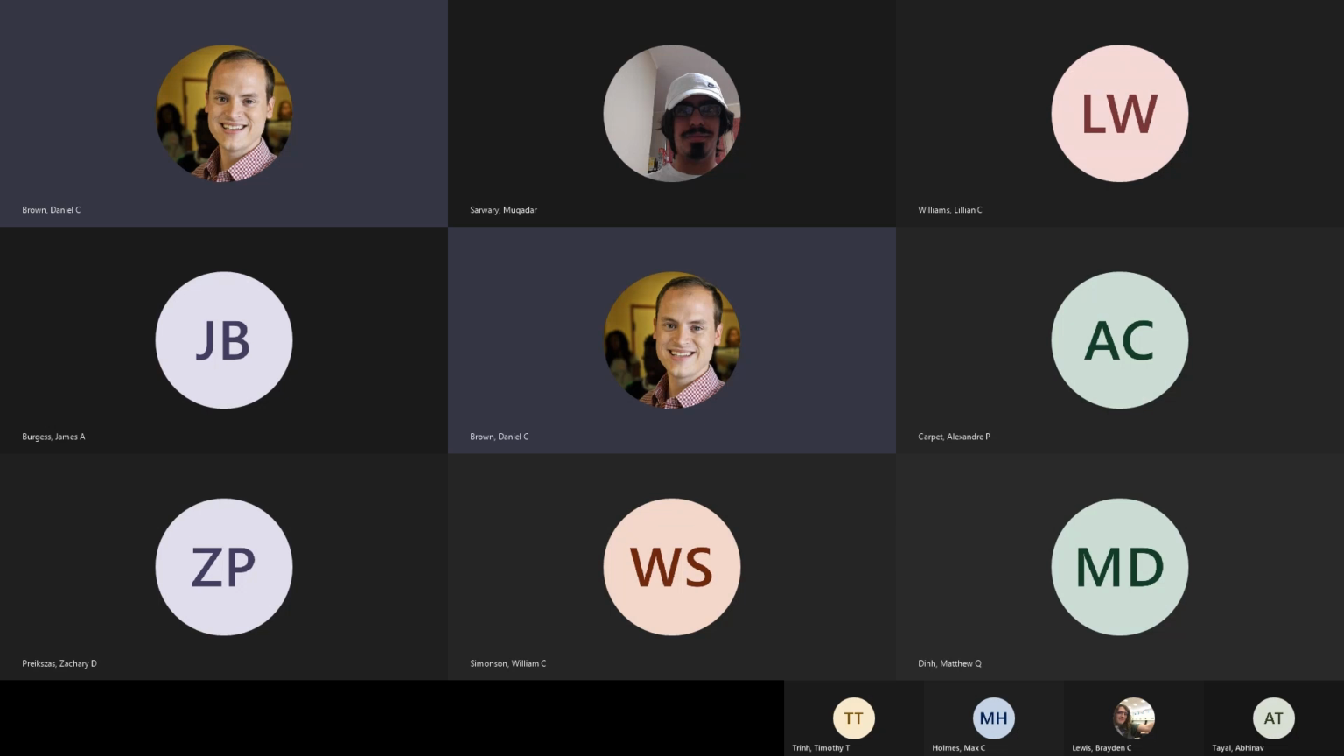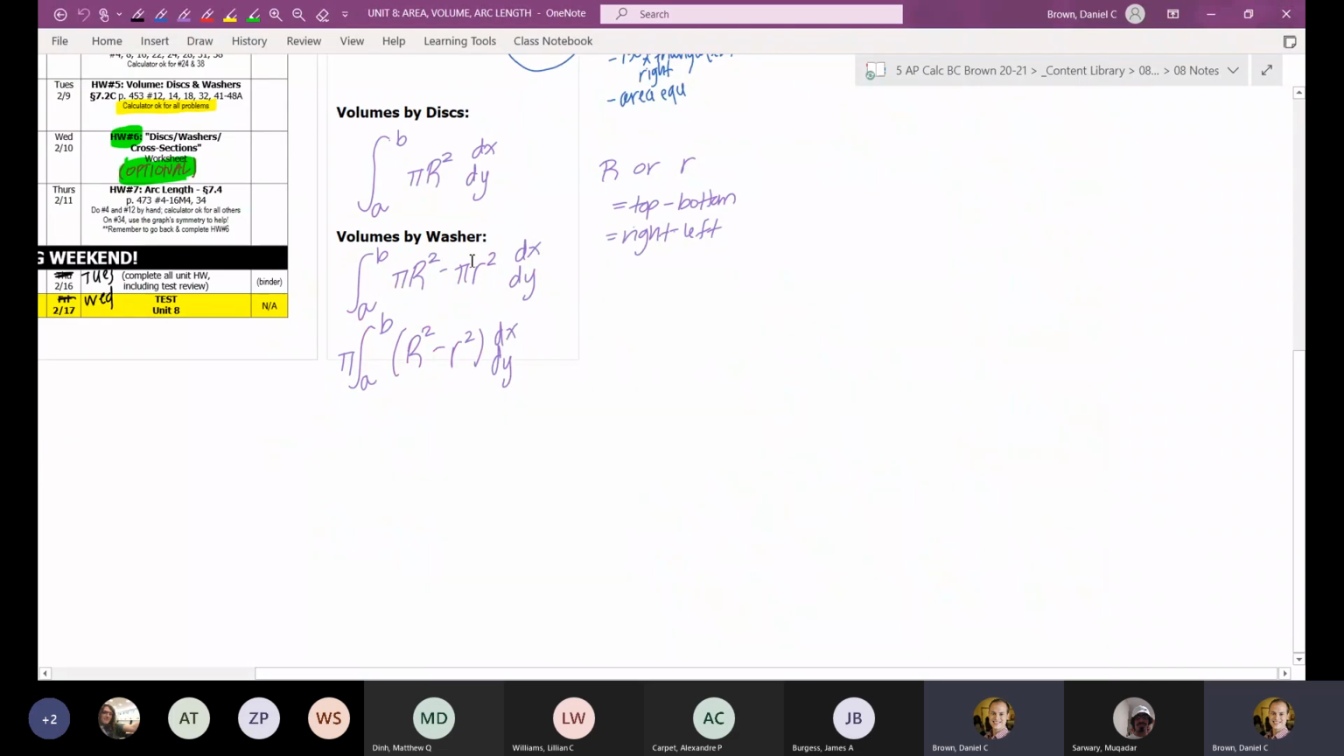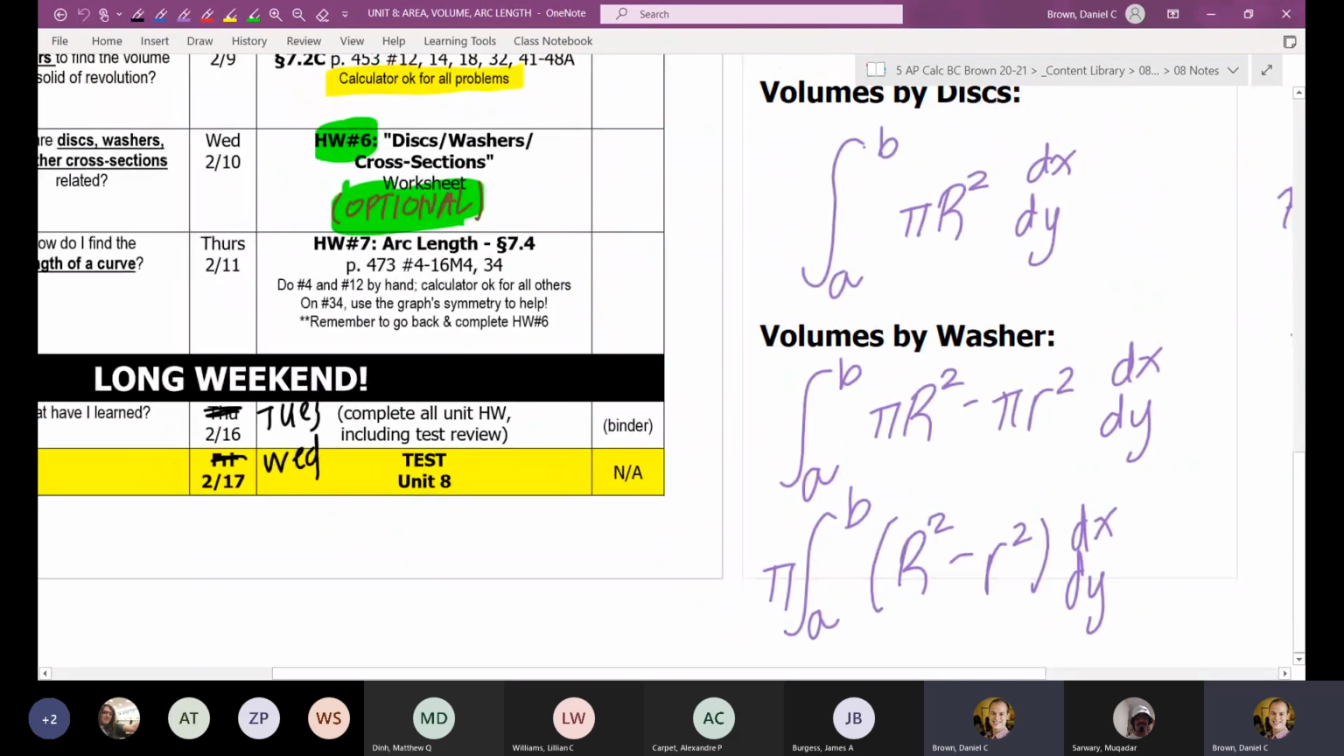So what I do want you to do, and I just X'd out of OneNote, let me open it back up, you can go ahead and start on homework 5. Sorry guys at home, let me reshare my screen. Homework 7. And the homework I want you to do, remember I did make homework 6 optional. So you're just going back and doing it if you want to. On homework 7, it's not too many problems. It's 4 through 16 multiples of 4. So you have 4, 8, 12, 16, 34.